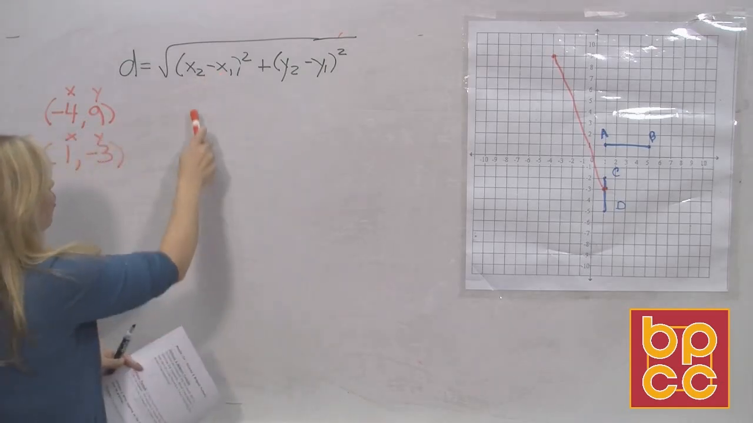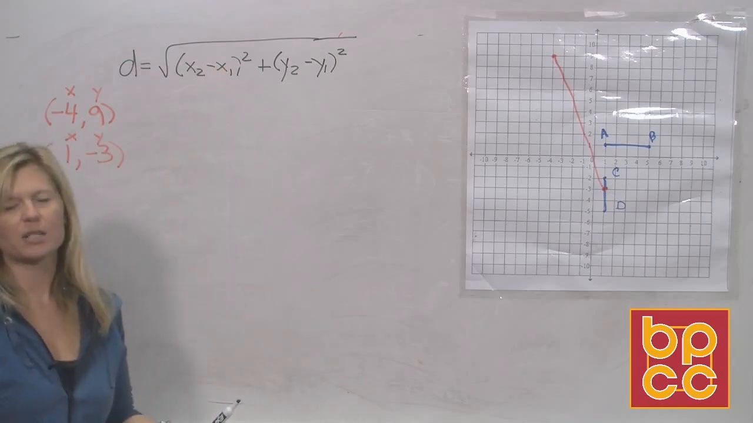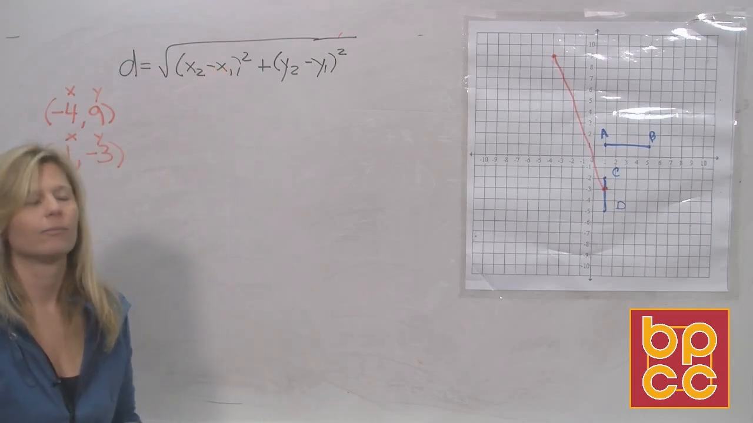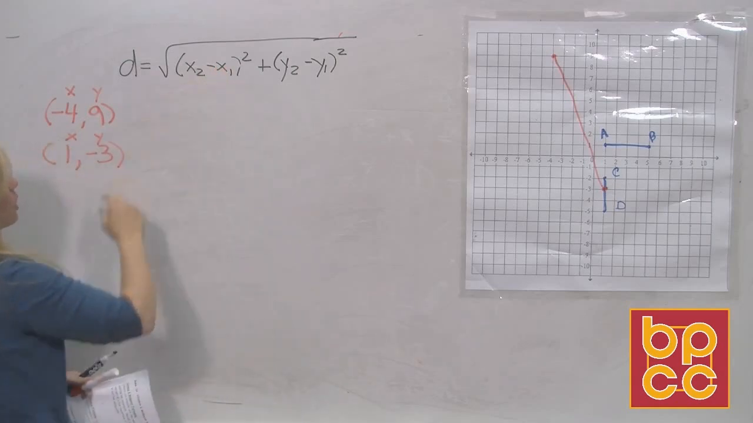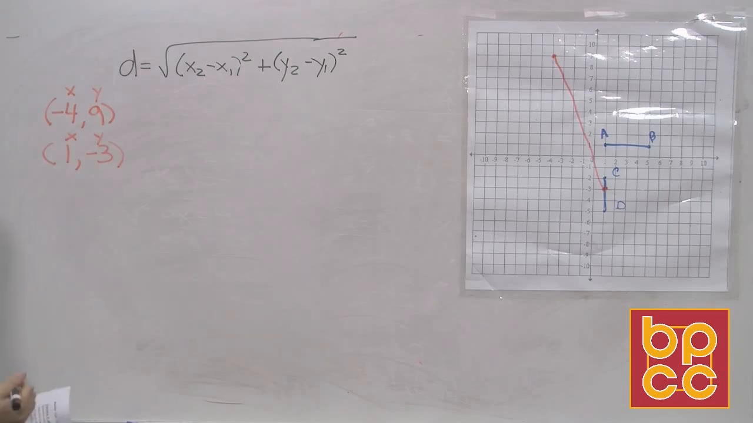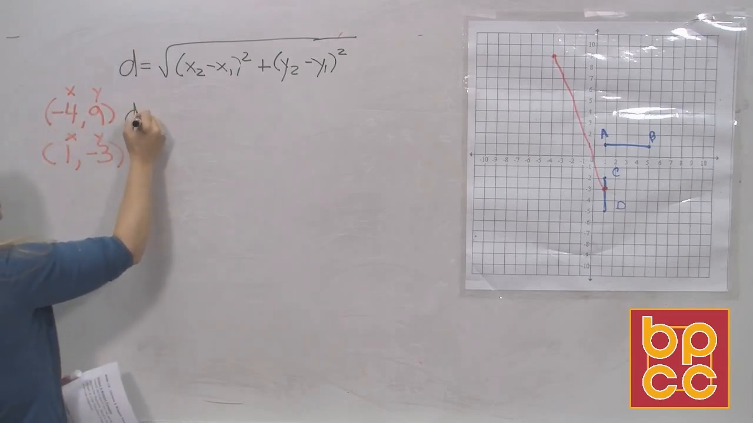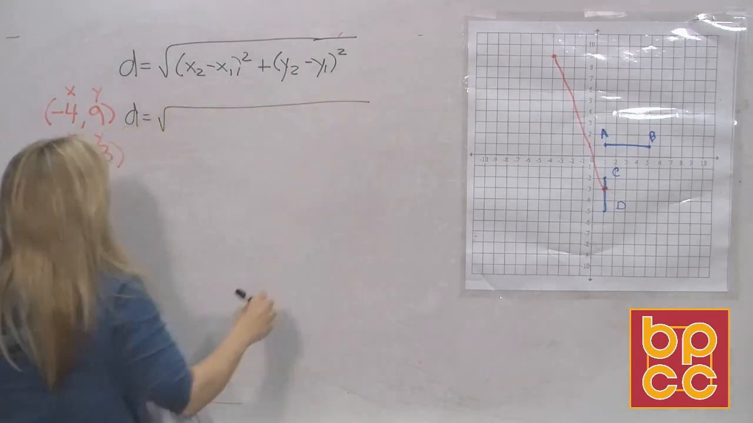You can't write the formula x minus x, because x minus x would be nothing. So that's why we have the subscripts. So just decide which one you want to do first. I do them in the order I see them. So we write d equals the square root. We're going to fill in.